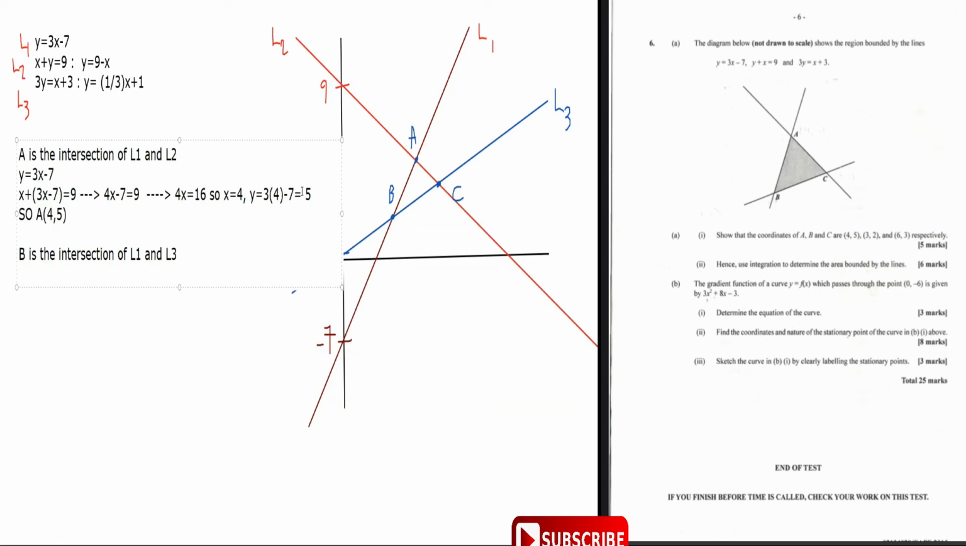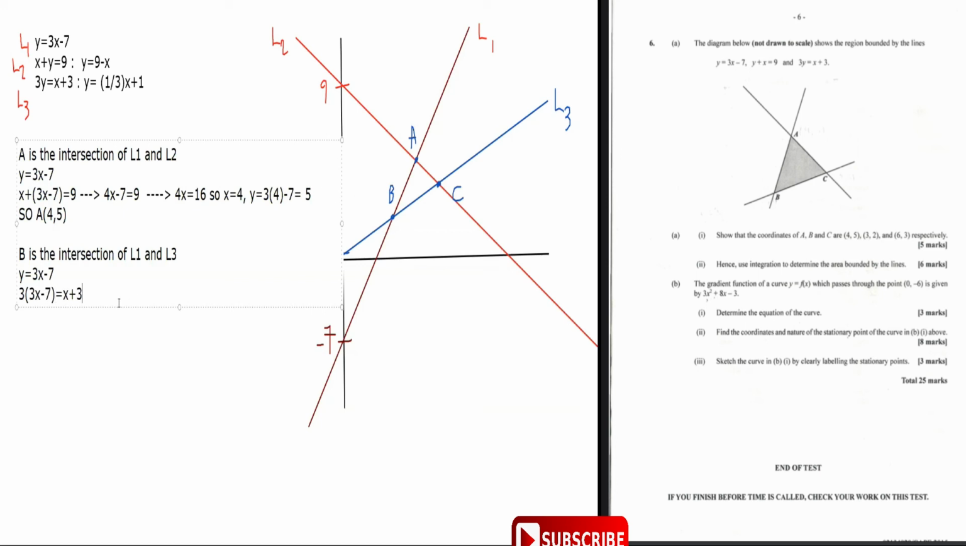So now what is L1? L1 is the equation y is equal to 3x minus 7. And L3 is the equation 3y is equal to x plus 3. And then remember, y is 3x minus 7, so substitute it here: 3(3x minus 7).